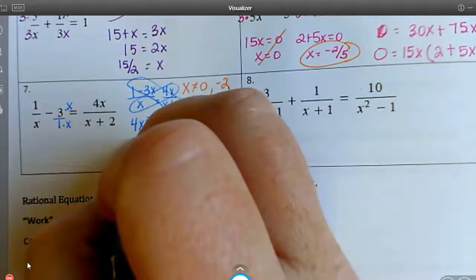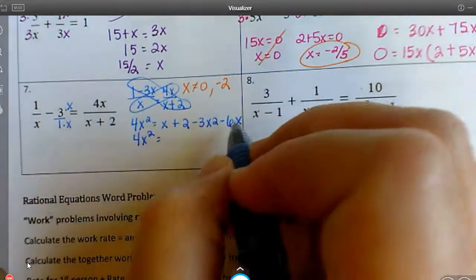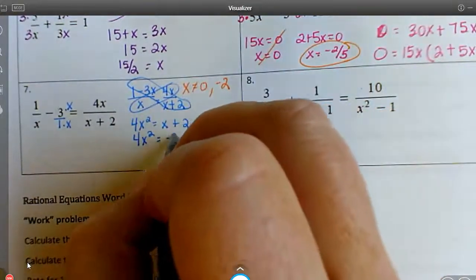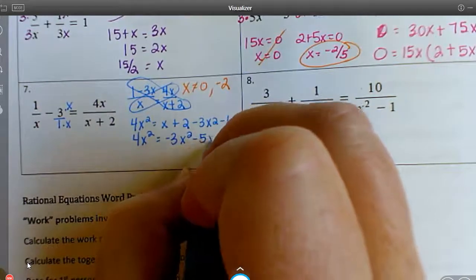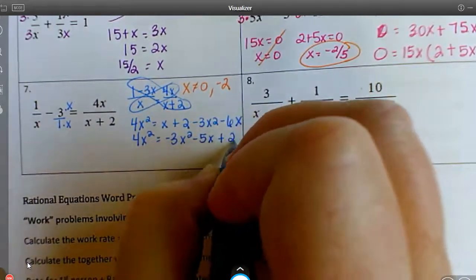I'm going to combine like terms there on the right. So I've got a negative 3x squared. The 1x and the negative 6x is negative 5x. And then a 2.